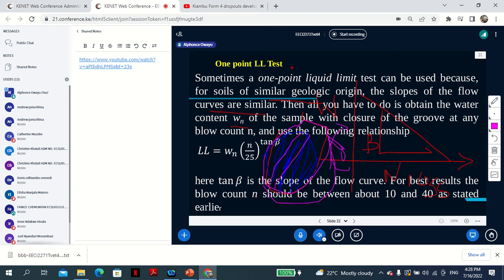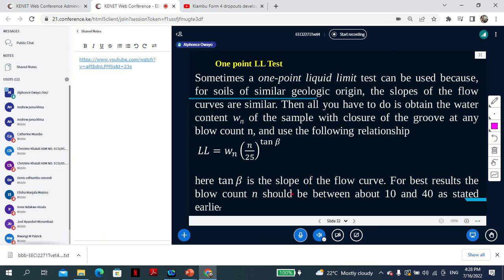Once you rotate, you find the number of blows, and the natural water content. Maybe N is 10, I don't know, depending on the kind of soil. That's all you need to know: the water content and the number of blows N, and then you can know the liquid limit very fast. But please note that you must know the gradient of the flow curve, and this has to be soil of the same geologic origin as the one whose flow curve is already known. And for the best results, the blow count N should be between 10 and 40, as stated earlier.